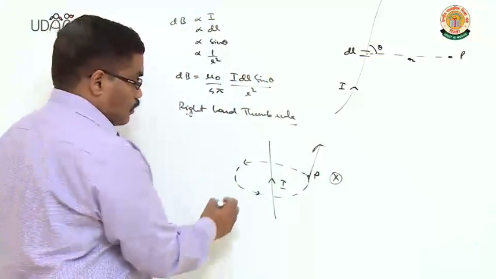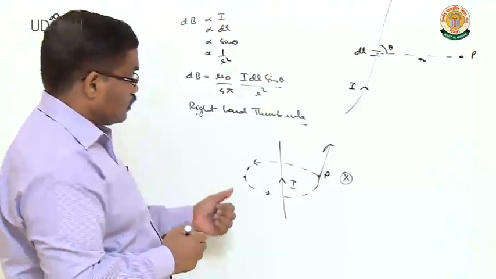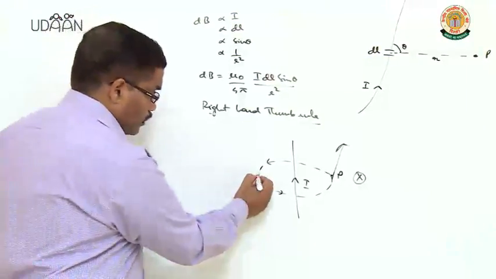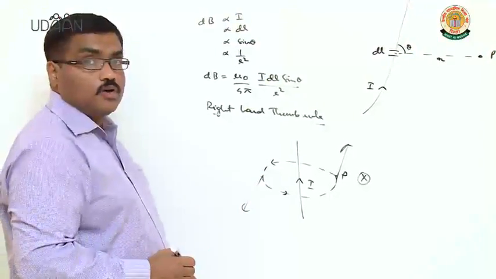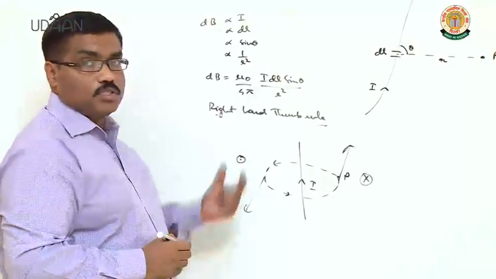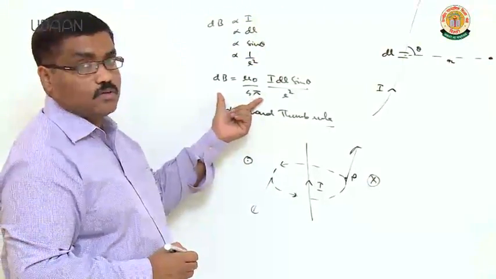Similarly, suppose my point P lies on this point. So if I want to find the direction of the magnetic field at this point, I will just draw a tangent at this point, which will be acting outward. Now an outward field is always represented by a dot. So using right hand thumb rule, you will get the direction, and using Biot-Savart's law, you will get the magnitude.